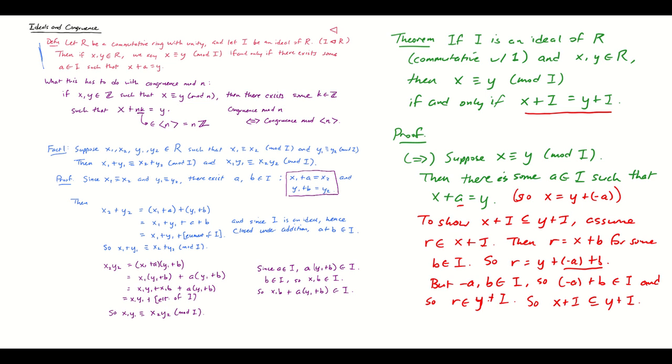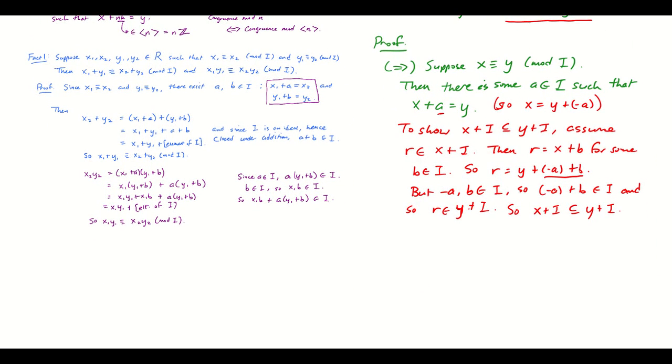Now let's go the other way. I think the other way is a little bit more straightforward. We don't need to use the opposite for this. All right, so to show y plus I is a subset of x plus I, let's assume that r belongs to y plus I. And I'm just going to recycle the symbol r. Okay, so then r is equal to y plus, let's call this something different, let's say c for some c belonging to I.